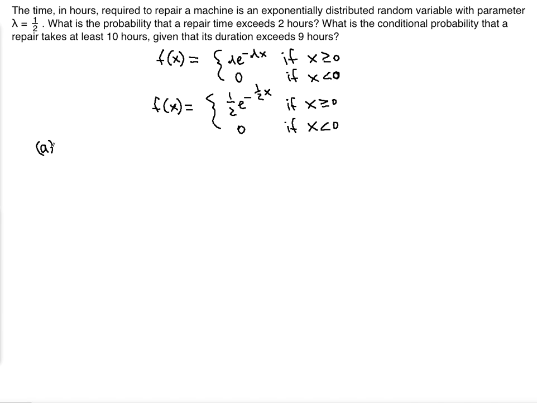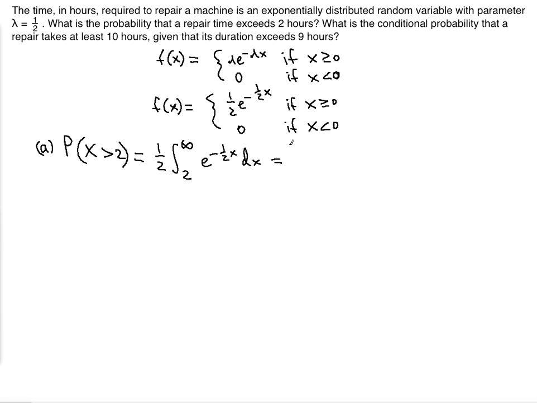So we're asked to find the probability that a repair time exceeds 2 hours. Exceeding 2 hours means the random variable is greater than 2. To find the probability, you need to integrate the PDF. We integrate from 2, and notice that x greater than or equal to 0 means there is no upper limit, so it's infinity: the integral of 1/2 e to the negative 1/2 x dx.